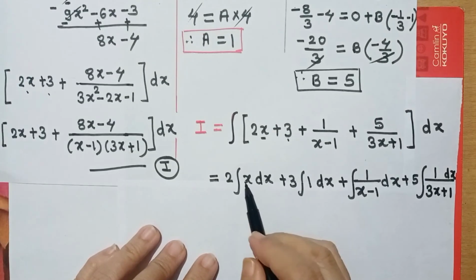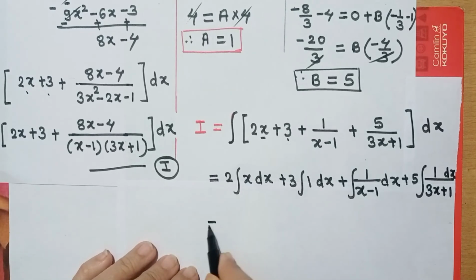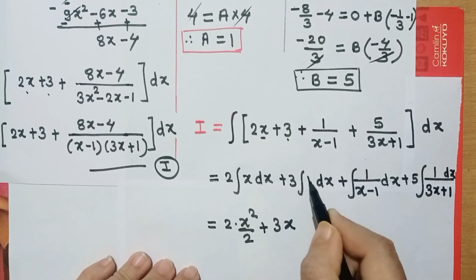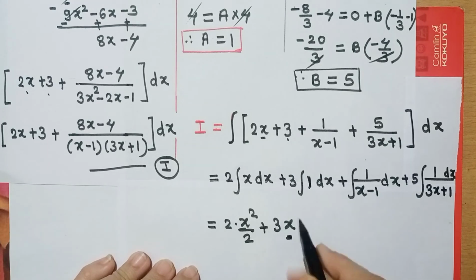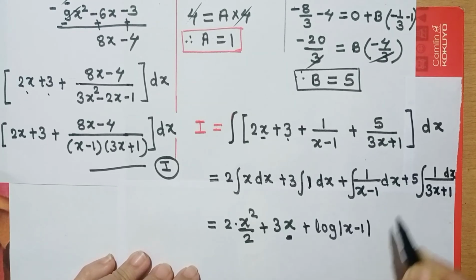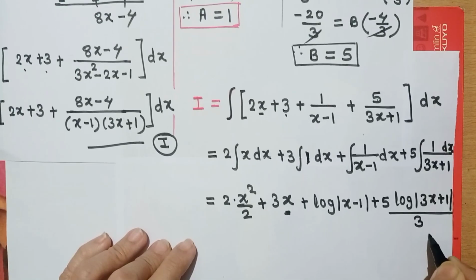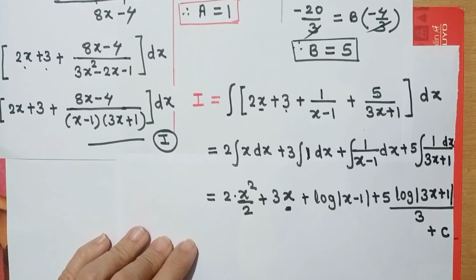Now here we will use the x raised to n formula, so 2 into x square upon 2, and here this is 3x. Integration of 1 is x. Its answer is log of mod of x minus 1, and here this 5 as it is, and its answer is log of mod of 3x plus 1, and we have to divide by the derivative of this, which is 3, and in the last we will write plus c.